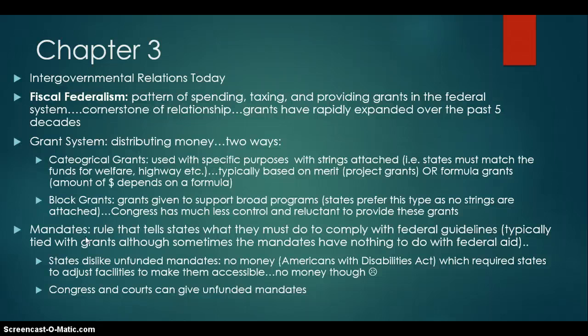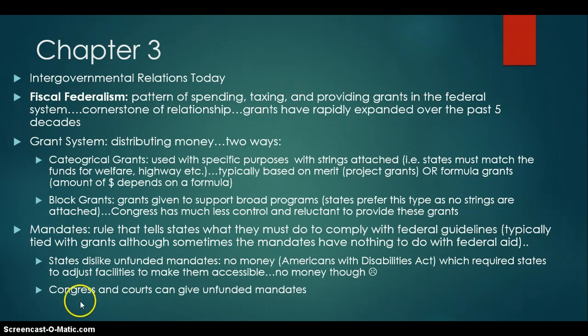There's also something called unfunded mandates. A good example of an unfunded mandate would be the Americans with Disabilities Act that required states to adjust facilities to make them more accessible to handicapped people. But there was no money given. So that was a problem. States had to basically revamp a lot of public buildings to make them accessible. It cost a lot of money, but the national government didn't provide any money. So that's an example of an unfunded mandate.